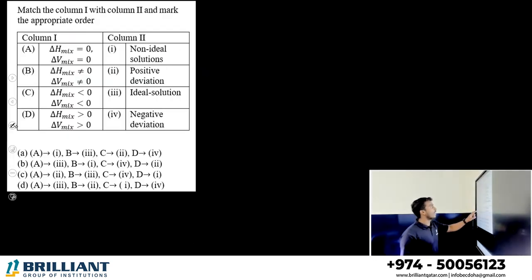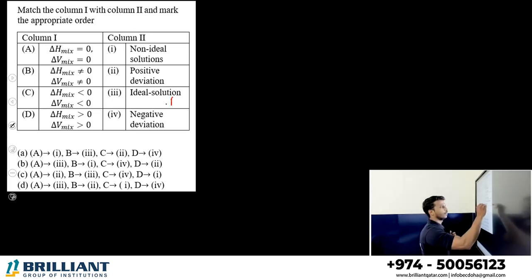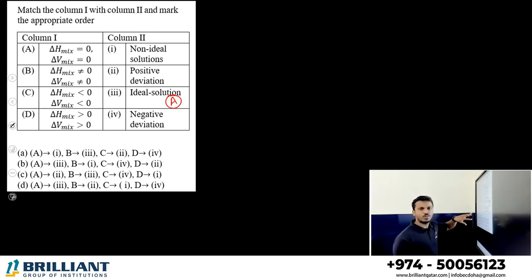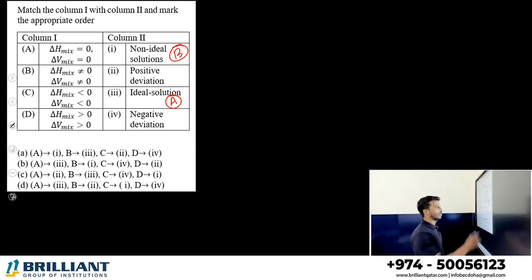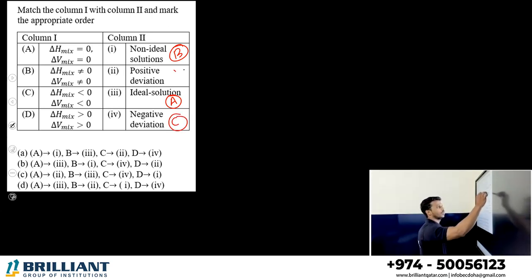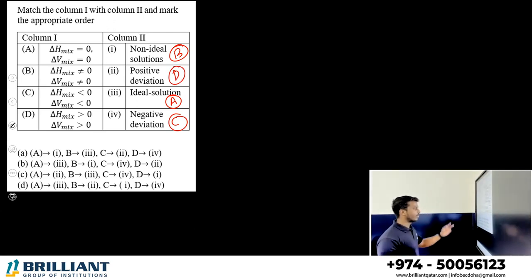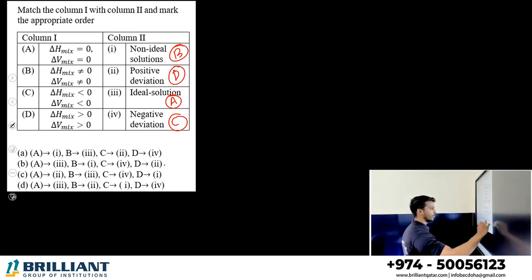Next one. Match column 1 with column 2 and mark the appropriate order. Delta H mixing 0, delta V mixing 0. What is that? It is an ideal solution. Delta H mixing not equal to 0, delta V mixing not equal to 0, it is a non-ideal solution. Delta H mixing less than 0, delta V mixing less than 0, negative deviation. Delta H mixing greater than 0, delta V mixing greater than 0, positive deviation. Which is the correct answer here? A with the third one, B with the first one. A third, B first. Option B.